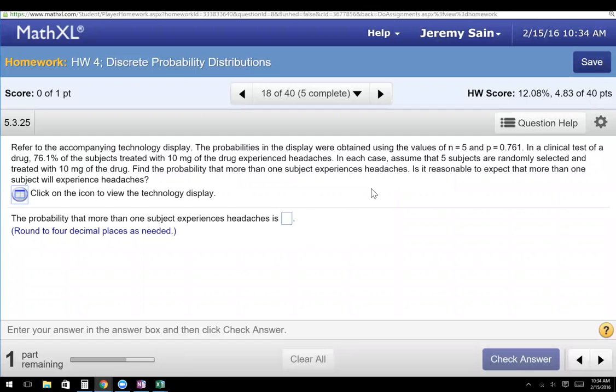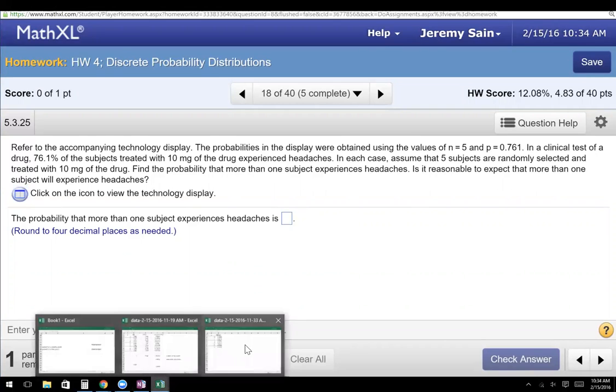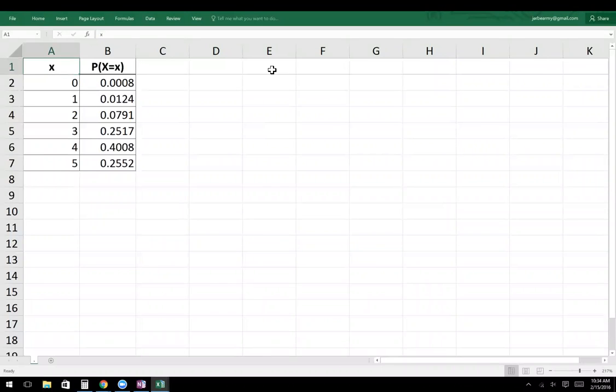So if they tell us, hey, if you're doing 5 trials, the probability of success on one trial is 0.761, how do we get the probabilities for 0, 1, 2, 3, up to 5 successes? Okay, so again, it's binomial distribution, so binom dist. The number of successes is our x. The total number of trials is 5.